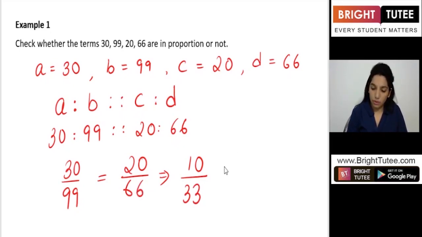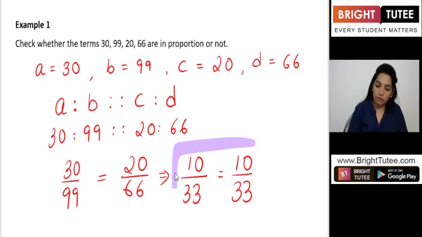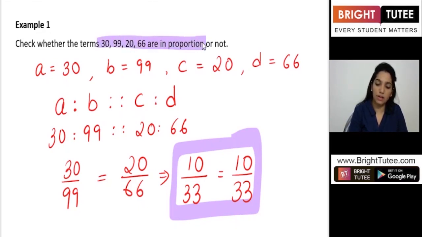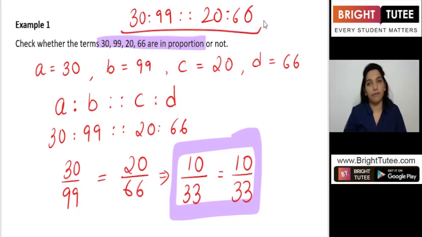Now let us see how we can reduce 20 over 66. We can divide both these numbers by 2. So it will be 10 over 33. Do you see that we have got the same ratio for both? Hence, we can say that the given terms are in proportion. And we write it as 30:99 as 20:66. So this is what we have verified.